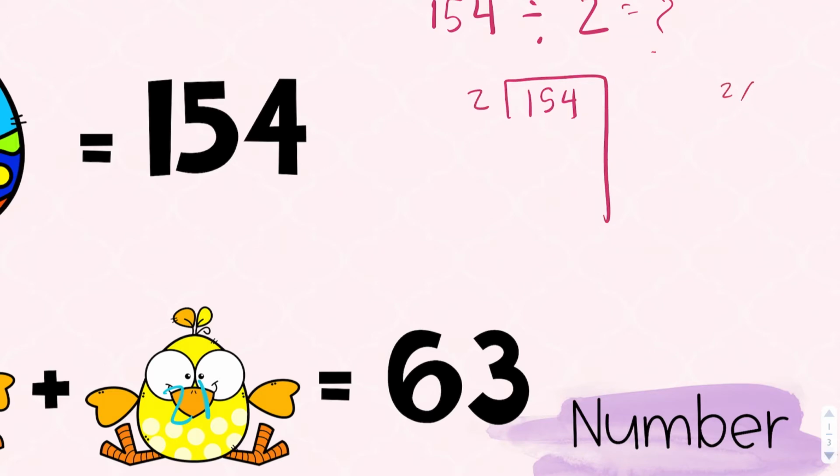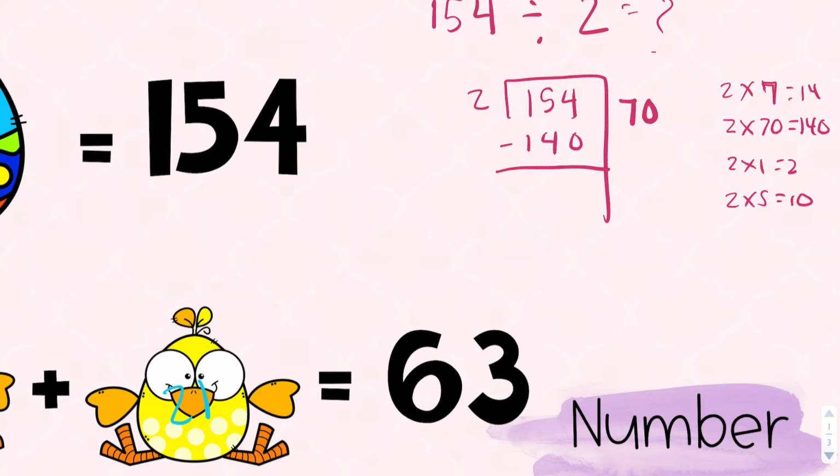So I know that 2 times 7 is 14. So therefore I'll know that 2 times 70, that's 10 times greater, is 140. I know 2 times 1 is 2. I also know that 2 times 5 is 10. So those are just some familiar facts that I know. So I'm going to use 2 times 70 because that's going to get me the closest I can to 154, and I'm left with 14.